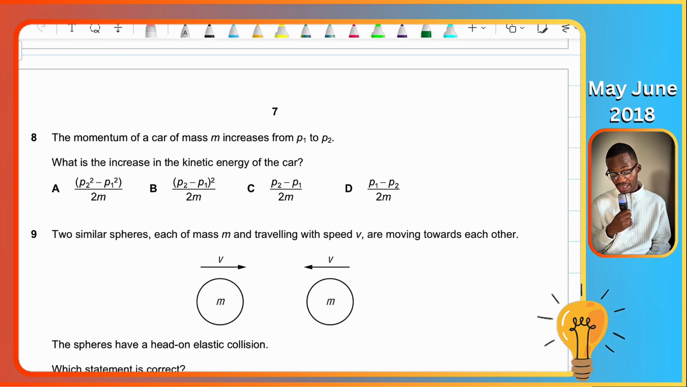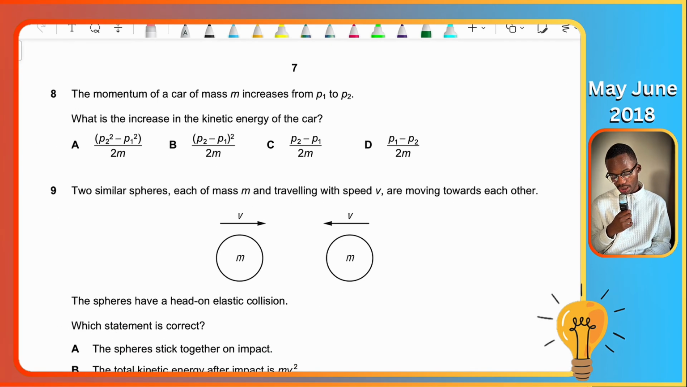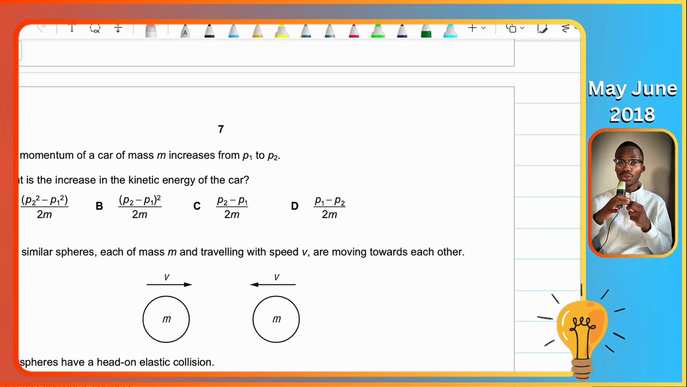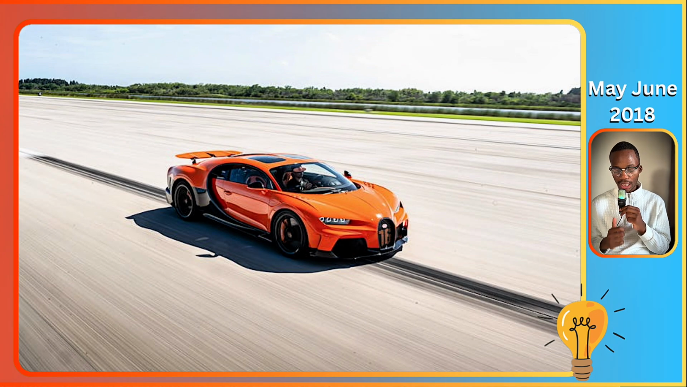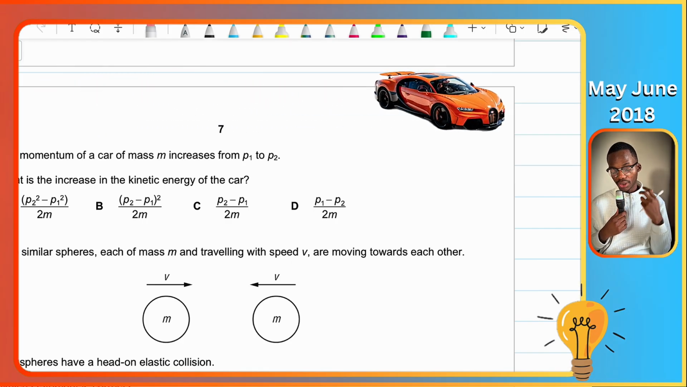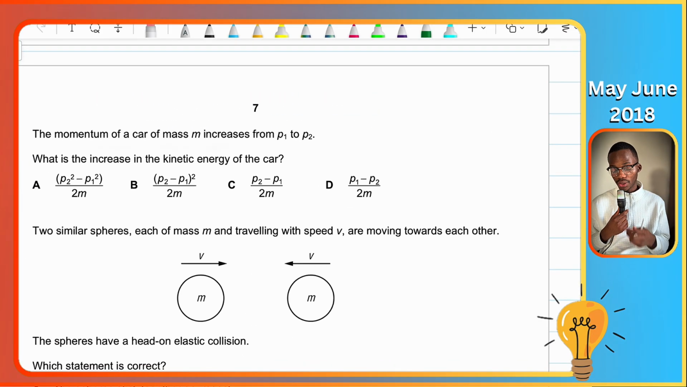The momentum of a car of mass m increases from P1 to P2. What is the increase in kinetic energy of the car? Okay. So effectively we have a big car. I'm going to choose a Bugatti, and it's moving along a straight road. So effectively it's going to start off with this particular velocity. And the velocity is going to change because the mass is not going to change, and momentum is the product of mass and velocity. So it's going to start with one velocity and end with another velocity. And you want to find out how the kinetic energy changed for that Bugatti.